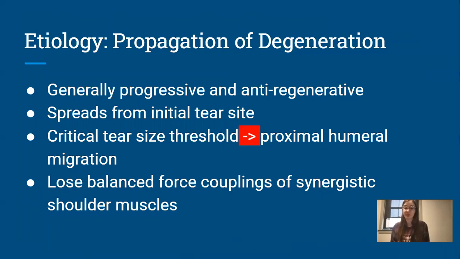If the degeneration becomes advanced and the tear spreads and surpasses a critical size threshold, the rotator cuff will no longer be able to stabilize the position of the humeral head in its healthy location, and it will begin to migrate proximally. This means that the head of the humerus will move medially and crush inward on the glenoid cavity, which can dramatically disrupt the kinematics of the shoulder.